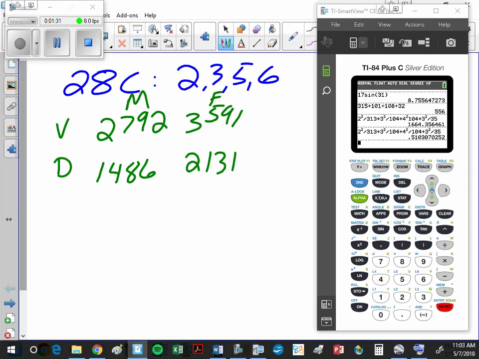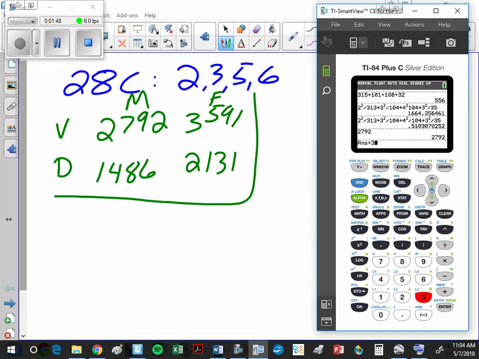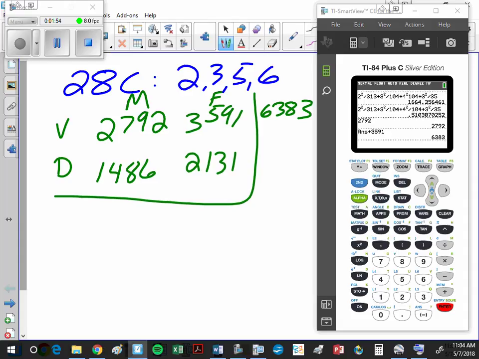Okay, so I need to figure out what percentage of the population voted. So I'm going to add up the first row, 2792 plus 3591 is 6383, and then total the next column, 1486 plus 2131, and I ended up with 3617.